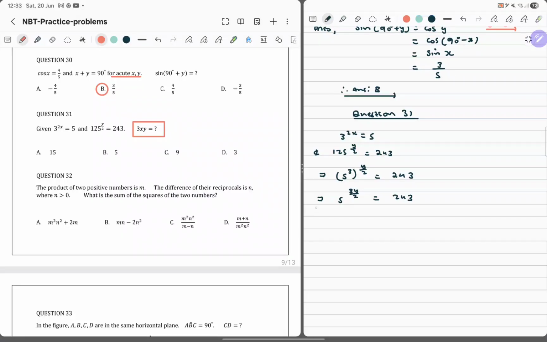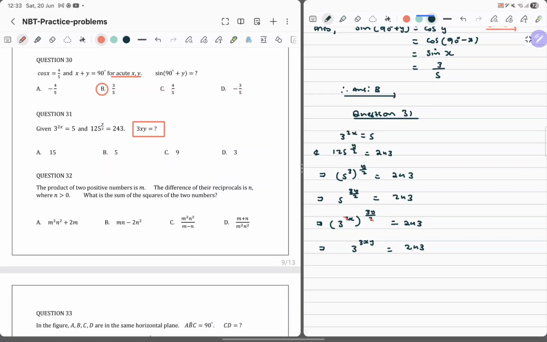Now what do we know? 5 is 3 to the 2x, all to the 3y over 2. This is equal to 243. Now the 2 and the 2 grace us with their absence or their invisibility, so we end up with 3 to the 3xy is equal to 243.